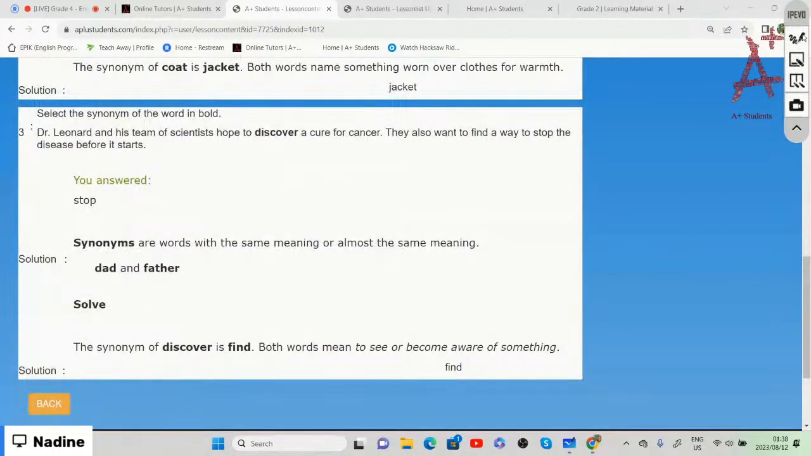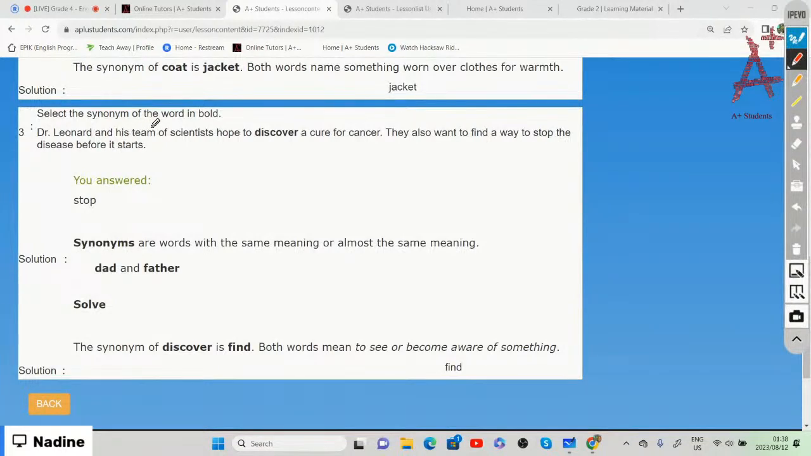Dr. Leonard and his team of scientists hope to discover a cure for cancer. They also want to find a way to stop the disease before it starts.